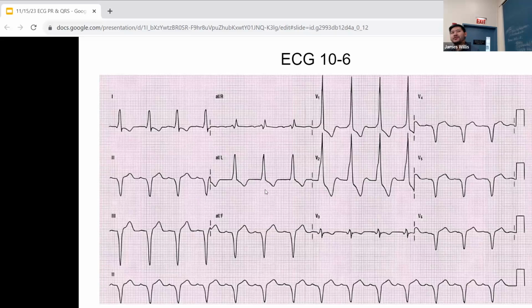What's your differential? We just went over this. Lead reversal.